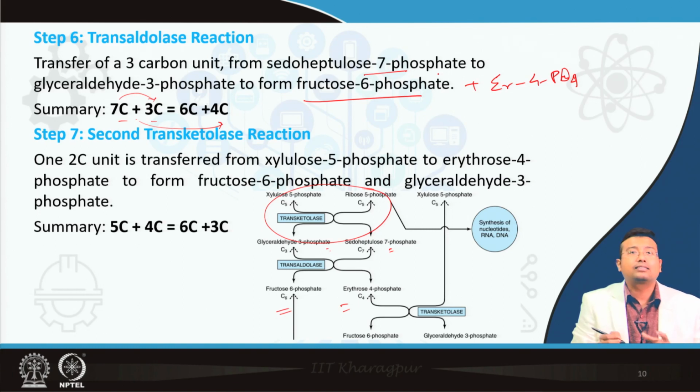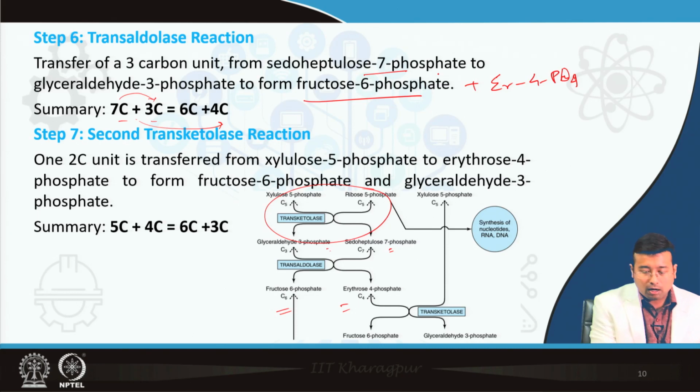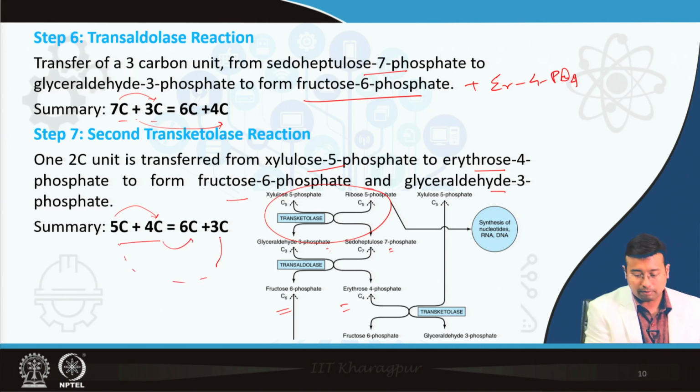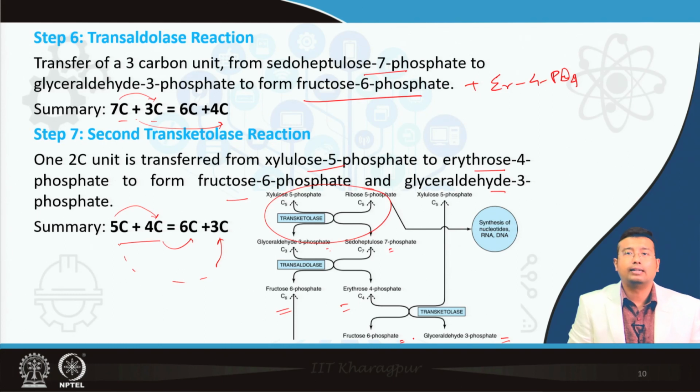So, again a transketolase reaction happens where a 2 carbon unit is transferred. The 2 carbon unit is transferred from xylulose to erythrose, leading to the formation of fructose 6-phosphate and glyceraldehyde 3-phosphate. So, 5 plus 4. Okay. So, 2 gets converted, added here, it becomes 6, and 5 becomes a 3 carbon compound. So, ultimately glyceraldehyde 3-phosphate and fructose 6-phosphate, these two are produced at the end of the second transketolase reaction.